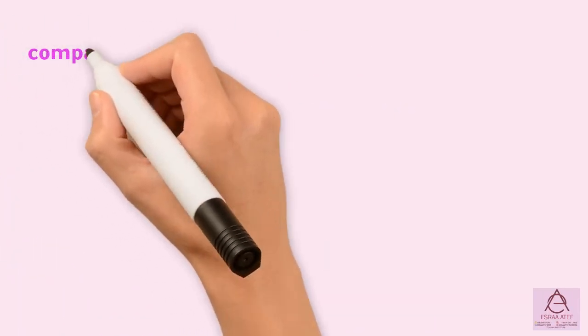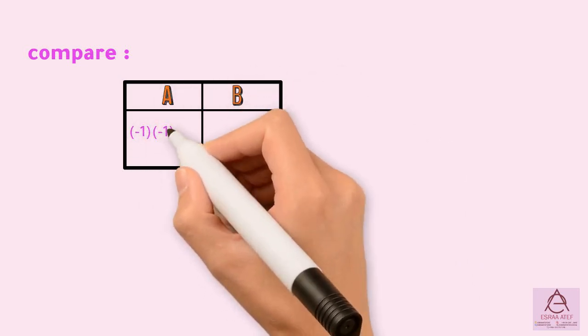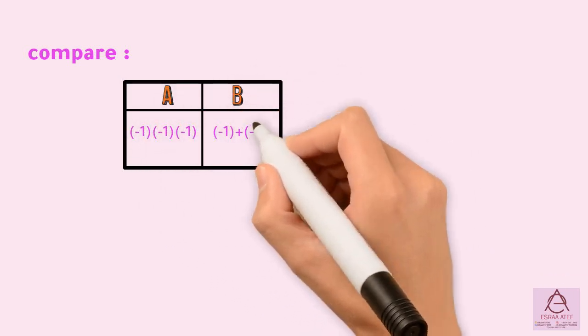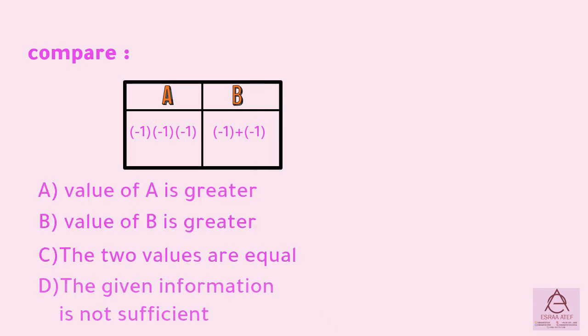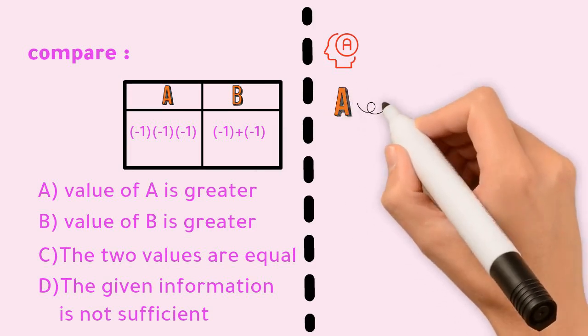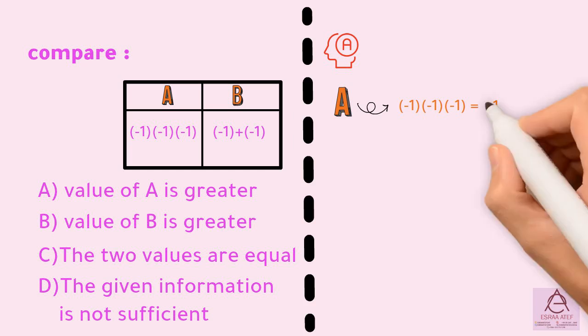In question number 2, we have negative 1 times negative 1 times negative 1, and the other value, which is negative 1 plus negative 1. And he asked me to compare to get which one is greater. In the first value, negative 1 times negative 1 times negative 1 equals, first I will multiply the numbers by each other, which means 1 times 1 times 1 is 1. And then we will multiply the negatives with each other, negative times negative is positive, and then times negative again, it will be negative.